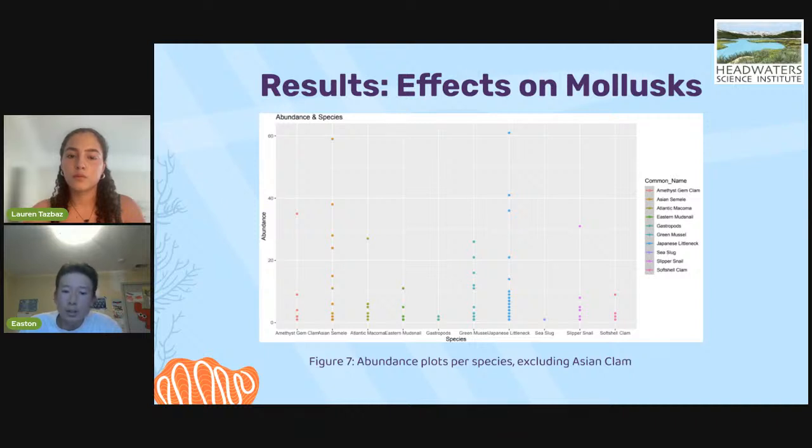Figure 7 here shows the abundance plots per species excluding the Asian clam. Most of these species are invasive because many native species have already practically died out due to the poor water quality.